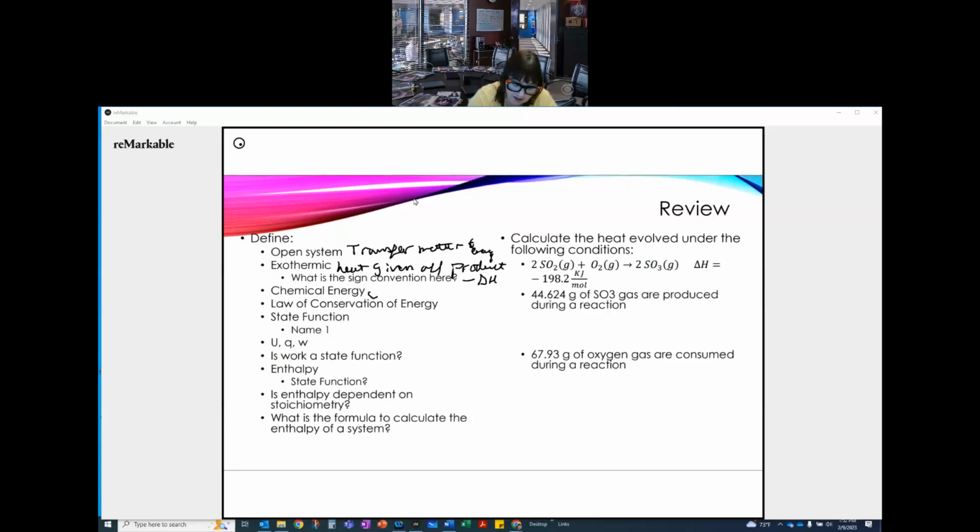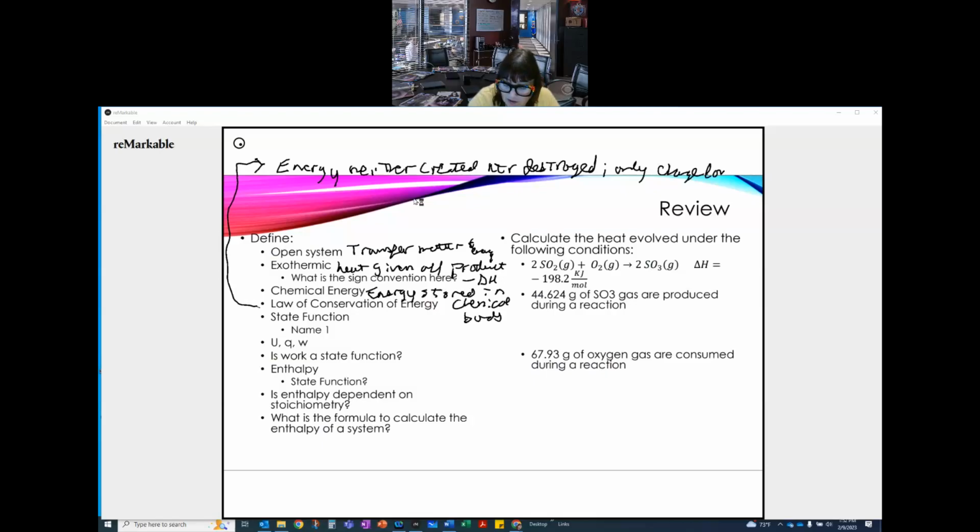Chemical energy is the energy that's stored in chemical bonds. The law of conservation of energy says energy can neither be created nor destroyed. Only change forms. So we can reorganize it, but we can't create it or destroy it.